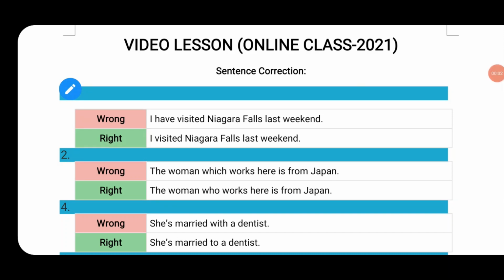Hello everyone. Today's class is all about sentence correction, and for this we will have some sentences and we will learn how to correct them. Not only that, we will also learn why and how we have corrected all the wrong sentences. Now, dear students, as you can see, we have some sentences on the screen. So both wrong and right answers are written.